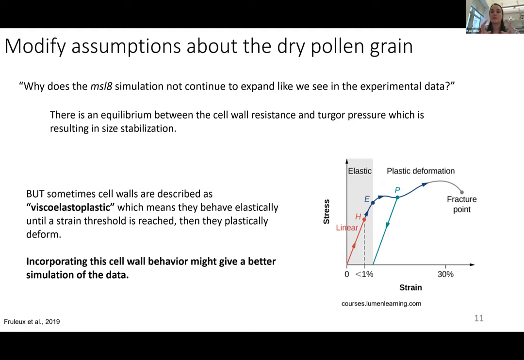But once so much strain is added, they start to behave plastically. This is where they start to slowly deform permanently. And so it's possible that we're actually reaching a strain threshold here, and they're starting to behave in a plastic manner. If it gets too deformed, it does eventually fracture. So we're thinking maybe we need to incorporate a more complicated cell wall behavior to explain this slow expansion that we're seeing, which looks so much different than the fast early expansion we've seen.